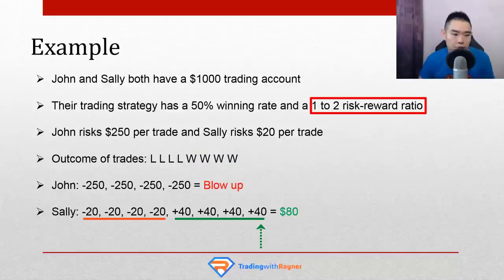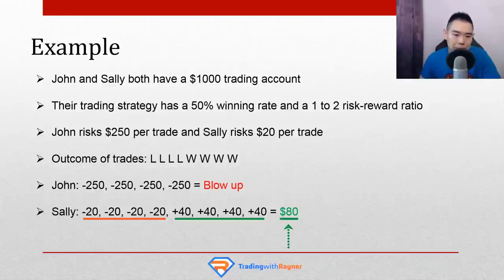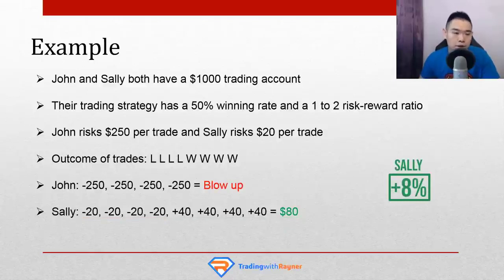So if Sally risks $20 on each trade, and she achieves a 1-to-2 risk-reward ratio, this means her profit is 2 times her initial risk. So 2 times 20 is $40. So this is how we get $40. And at the end of it, Sally made a total return of $80. So that's about 8% gain on her account. Whereas John actually lost 100% of his account.